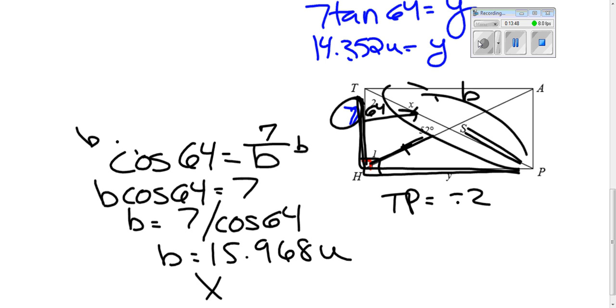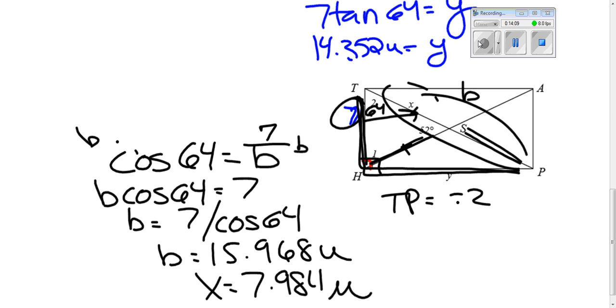All right, so if I divide that by 2, I get my x, and I get 7.984. And that's my answer. So we're tying in all of our properties here, guys. We're tying in our special right triangles, our Pythagorean theorem, and our trig. Okay, let's take a look at the next page.